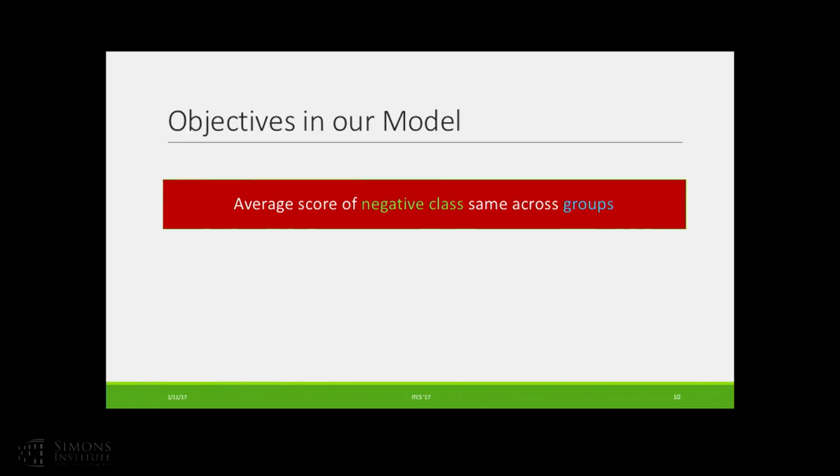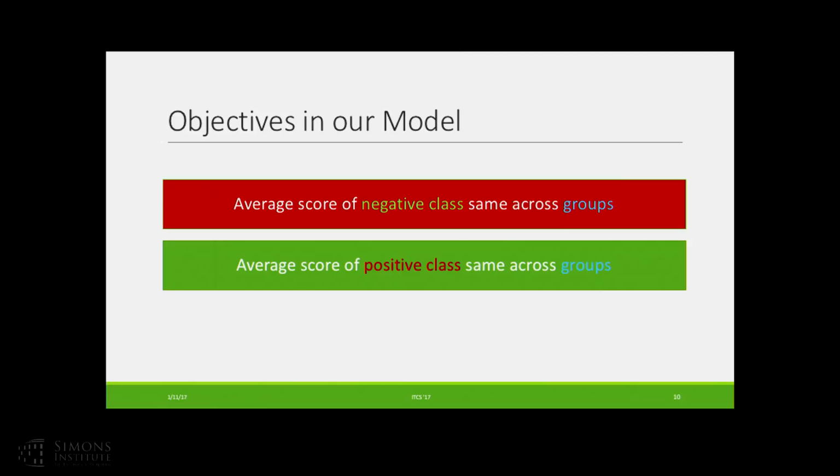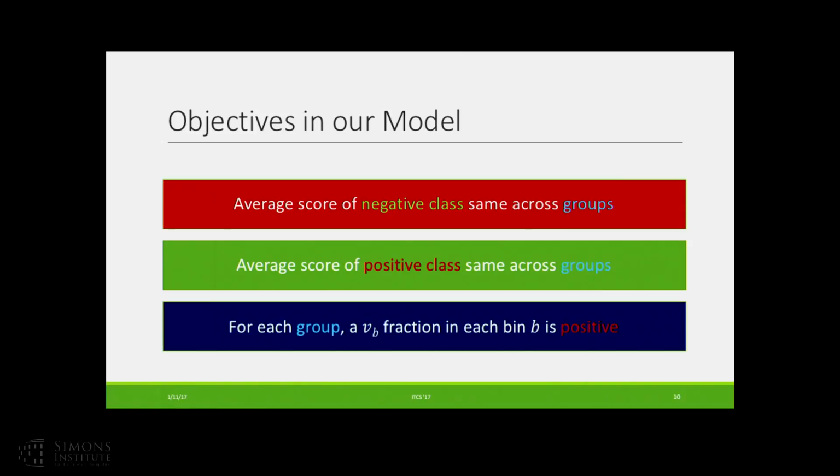Okay, so in the context of this model, I'm going to rephrase my objectives a little bit. When I say that people of the negative class should be treated equally, what I mean is that the average score that you give to someone of the negative class should be independent of group. Same thing for the positive class. And now formally my calibration constraint will be: in each bin B I've labeled it with a score, and that should be exactly the fraction of positive people in that bin. So if I put someone in a bin labeled 0.2, 20% of the people in that bin should be from the positive class, regardless of what group they're from.